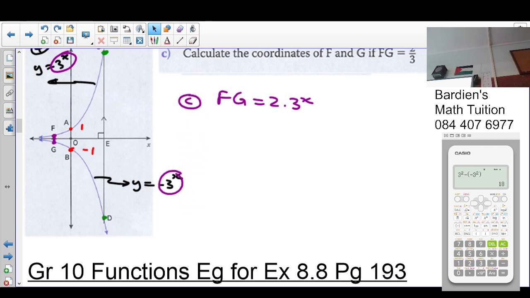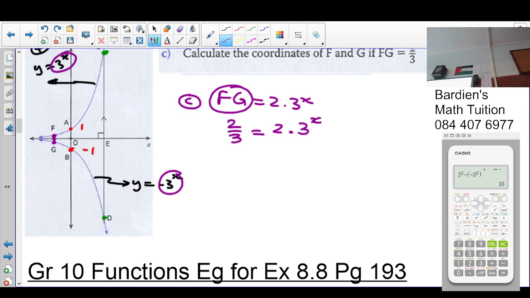But what is the length of FG? 2 over 3. So 2 over 3 is equal to 2 times 3 to the x. So that's now an exponential equation, not so? What do I do now? Divide both sides by 2. Why by 2? So that I can get 3 to the x on its own. That's the idea.